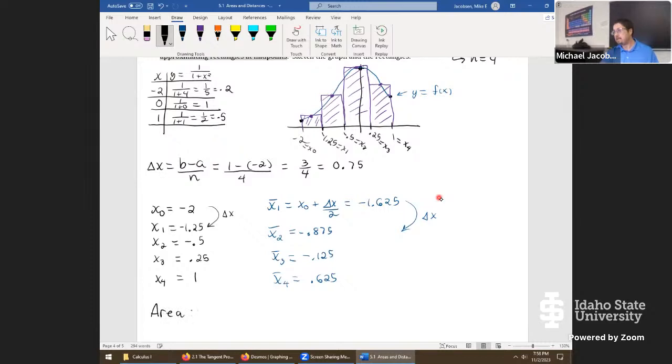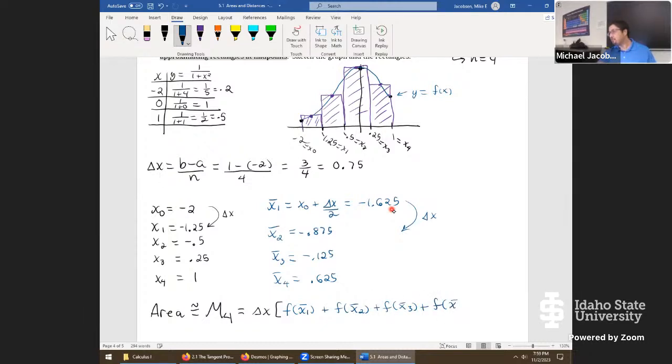Area is going to be well approximated by the midpoint rule at 4 rectangles. We say M to indicate midpoint rule, and the subscript of 4 to say how many midpoint rectangles we're using. Formula becomes delta x, and then we multiply it by f of not x0, x1, x3, and x4. We need this height, and that height came from the very first midpoint. So this will be f at, let's go like this just to make it a formula first, x bar 1, f at x bar 2, f at x bar 3, and then f at x bar 4.